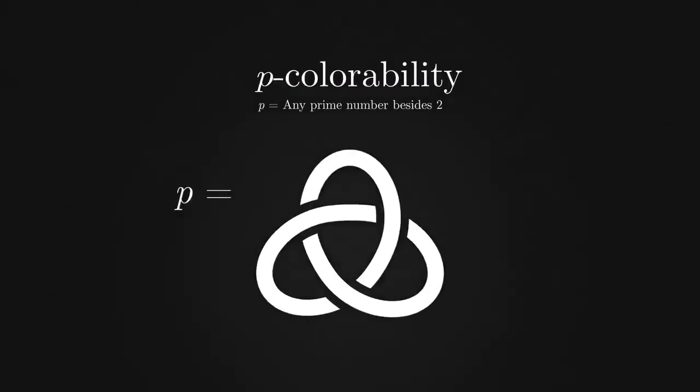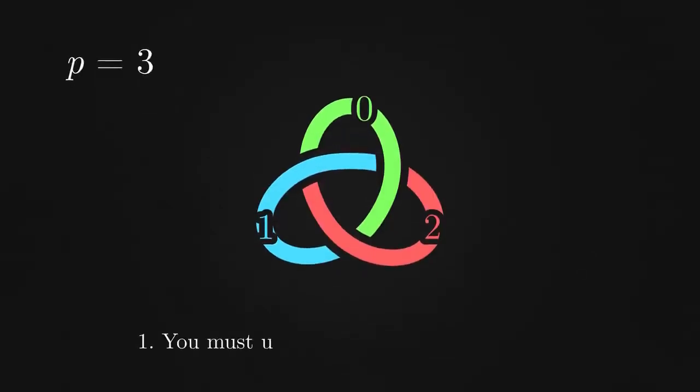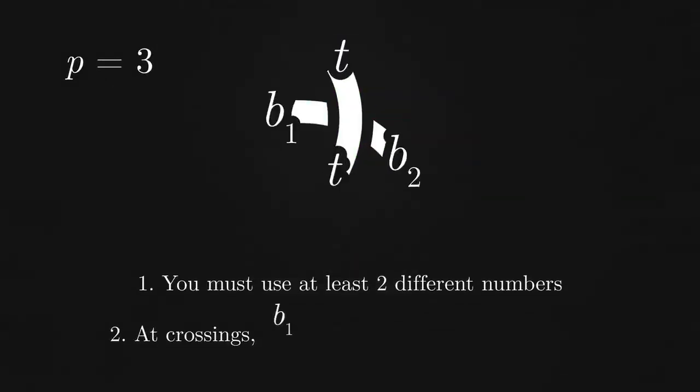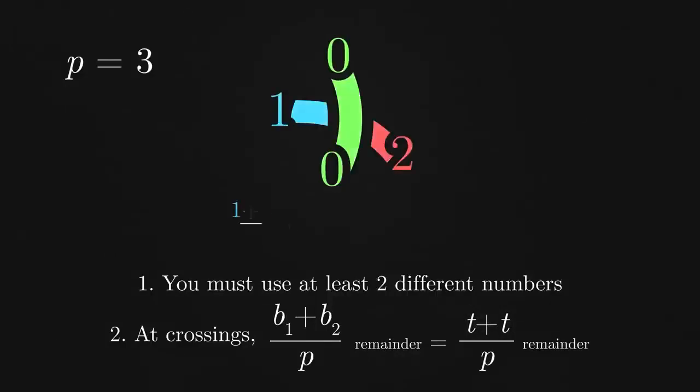Tricolorability expands into a much more powerful invariant called p-colorability, where p can be any prime number besides 2. Instead of using colors, we'll number each strand with integers between 0 and p-1. P-colorability has two rules. First, you must use at least two different numbers. Second, at crossings, the two bottom strands added together and divided by p must give the same remainder as twice the top strand divided by p. Tricolorability was just a simple version of this.